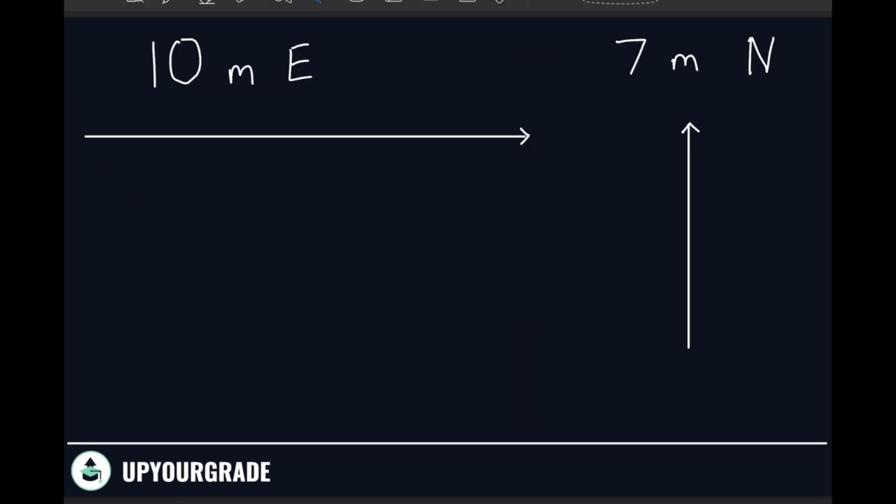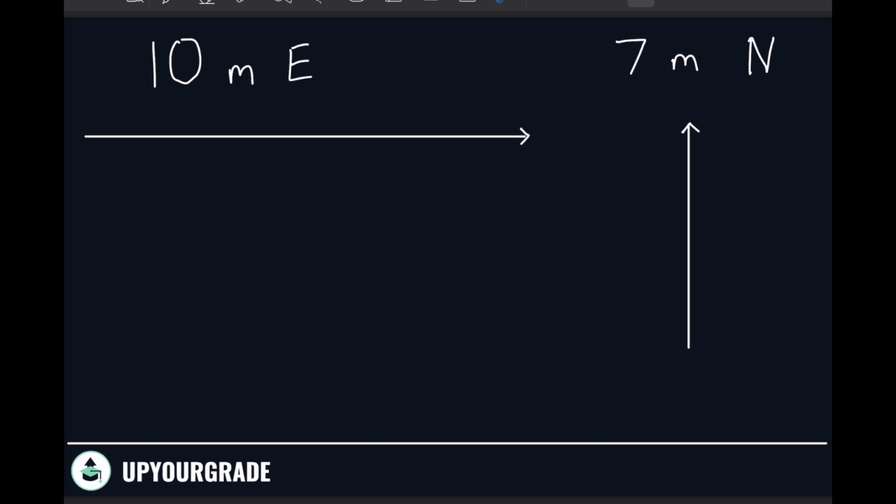So one important skill in the MCAT is to be able to combine multiple vectors, or to basically add two measurements that don't necessarily have the same direction. In this case, we have 10 meters to the east and then another 7 meters to the north. And the way that we combine these two vectors, which I have these two arrows over here to represent, is we add them from tip to tail.